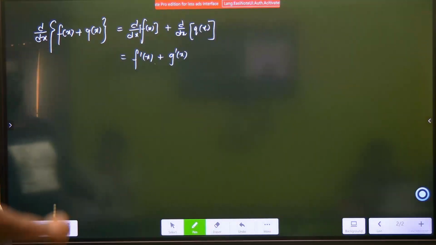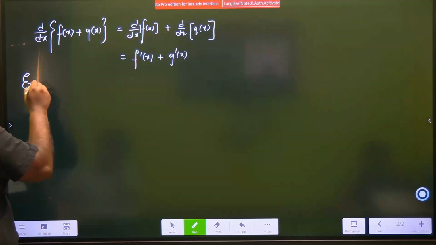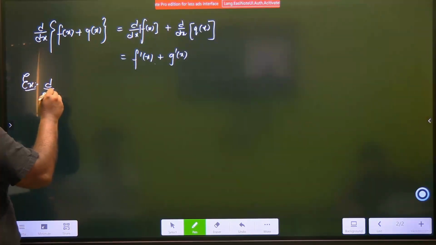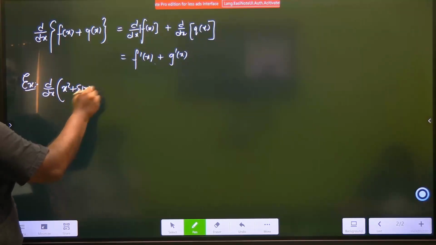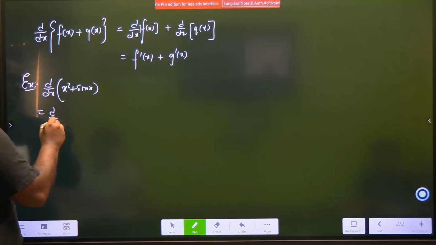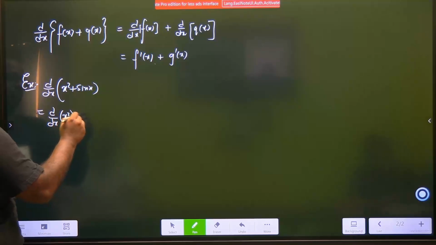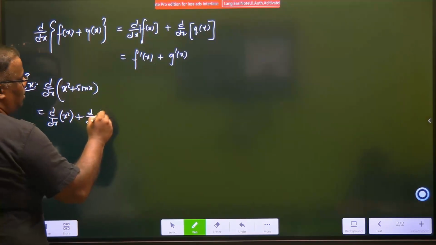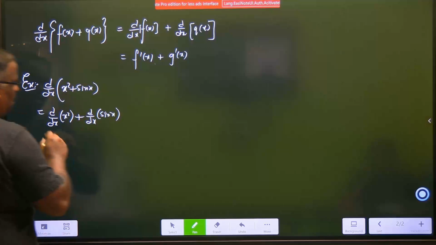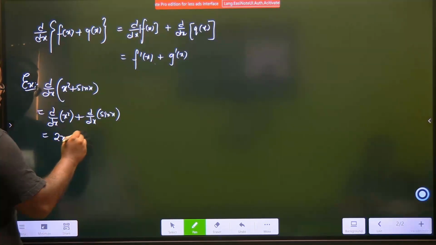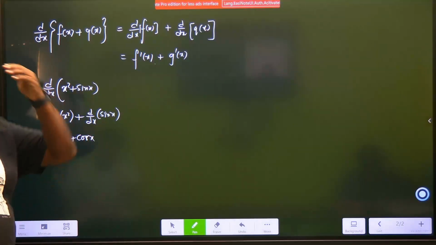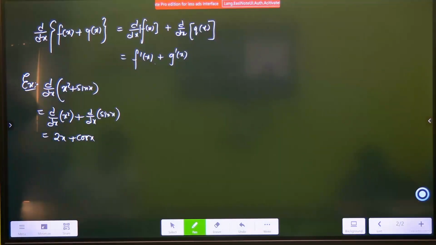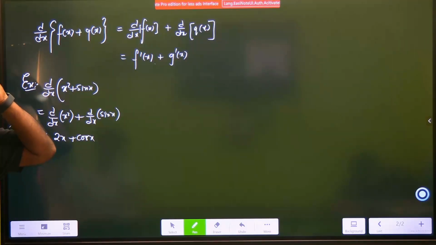Giving you a small example of this type. Say somebody says find d/dx of x square plus sine x. This can be treated as d/dx of x square, this is an algebraic function, plus d/dx of trigonometric function sine x, which gives me 2x plus cos x. Sir, how did you get 2x? n x to the n minus 1. I am using the formula n x to the n minus 1. Clear?